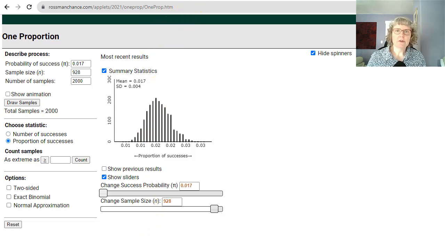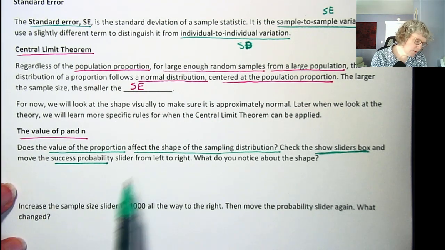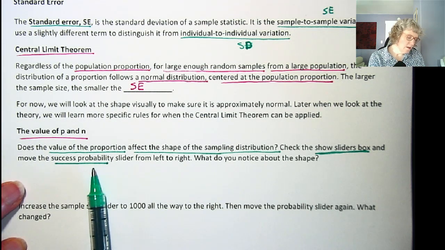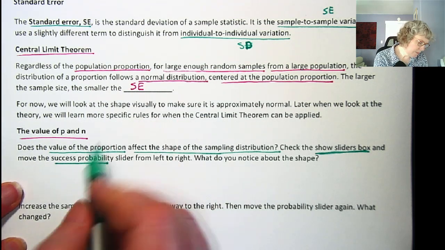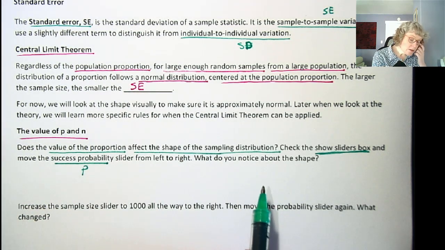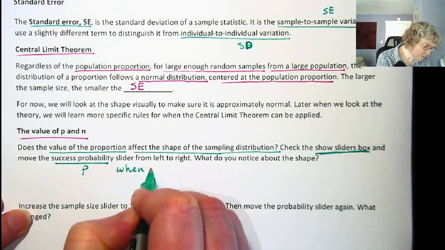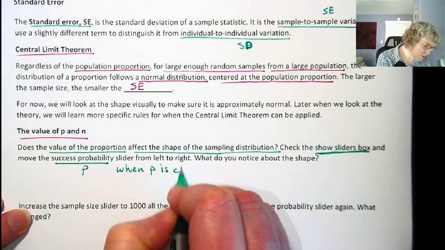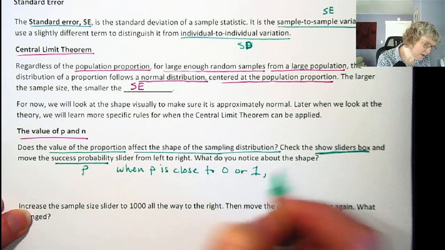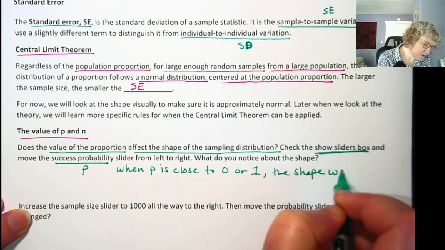Okay, let me go back to the notes so I can write out what we just found. What do you notice? So we moved the success probability, that's our P, from left to right. What do you notice about the shape? Okay, so when P is close to 0 or 1, the shape was skewed.